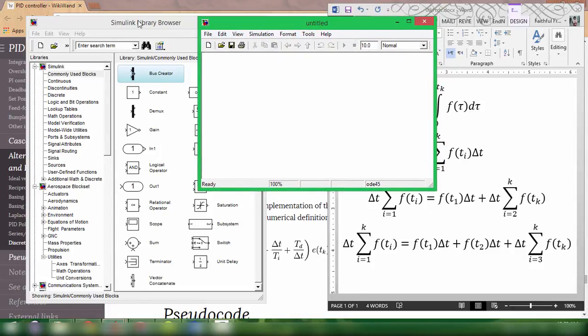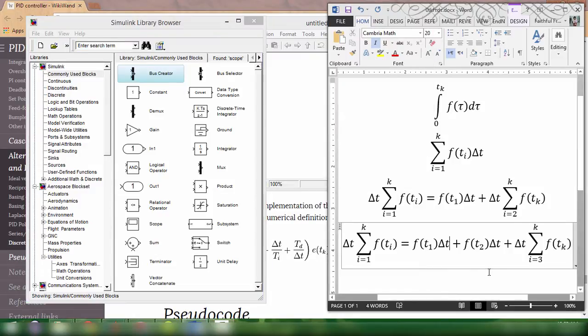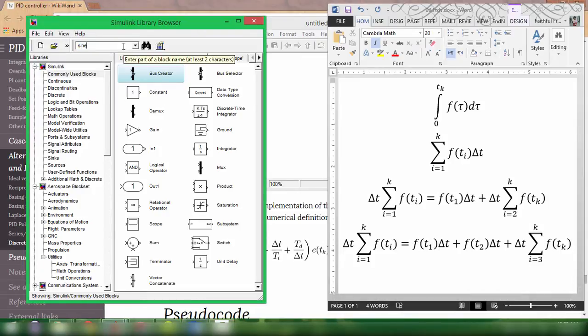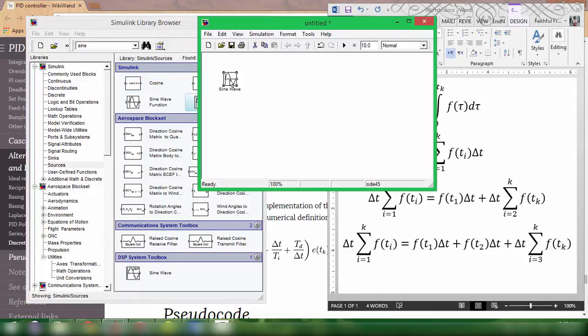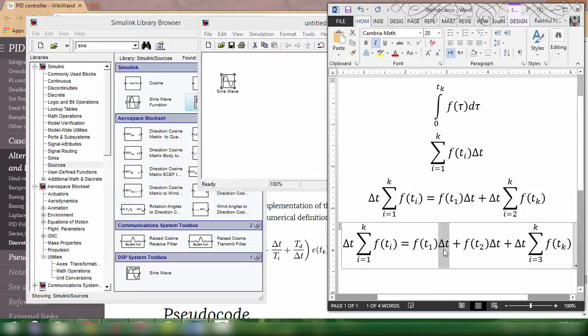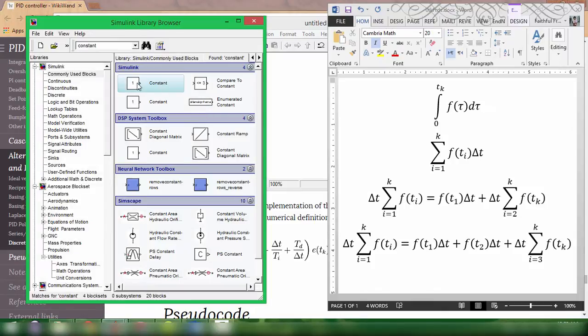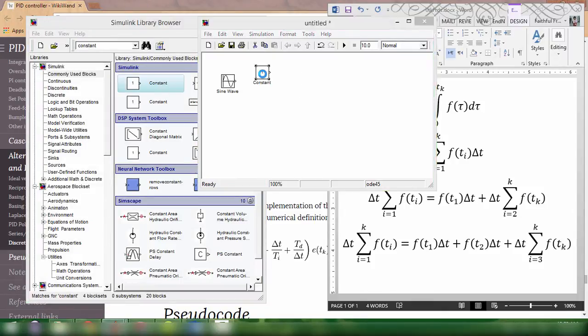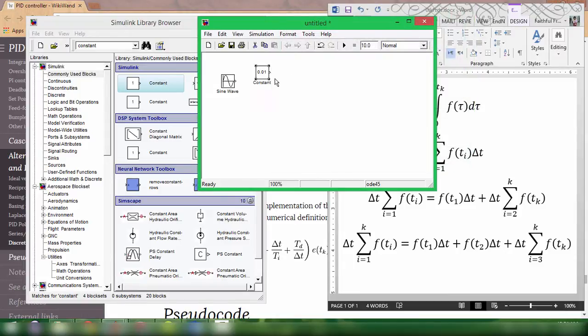You need to create a new Simulink file and place a few blocks depending on this equation. F of t is the input signal, and in this tutorial I'm going to use a sine signal, but you may use any input signal you are interested in. We also need a constant for the sample period, and this constant is 0.01. That means the sampling frequency is 100, which is 1 over this value.